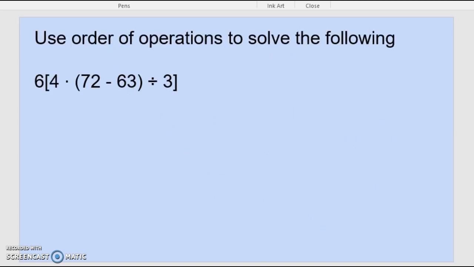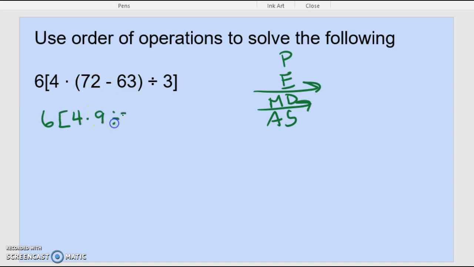This one says use order of operations. So remember, in order of operations, I have my grouping symbols up top, exponents, multiplication, division, addition, and subtraction. And those go from left to right. So if I look up here at my grouping symbols, that's my bracket. So I'm going to go inside my bracket and see what I do first. So I have parentheses inside my bracket, so that definitely needs to happen first. I'm going to have 6, and then 4 times 72 minus 63 is 9 divided by 3. I still have brackets since I'm not done with what's inside the brackets.